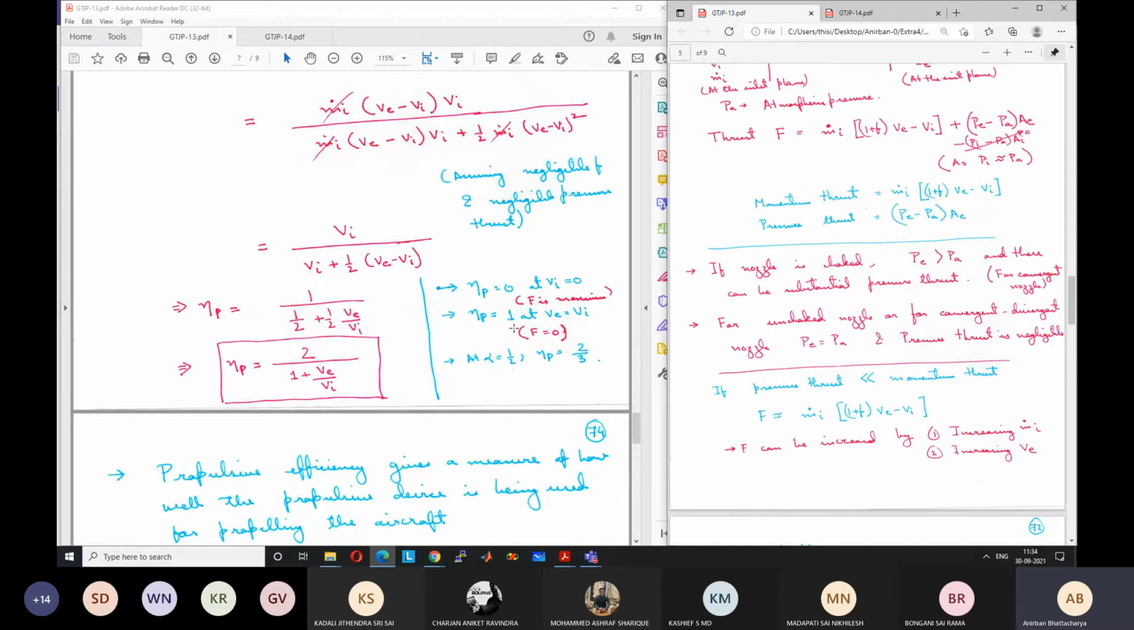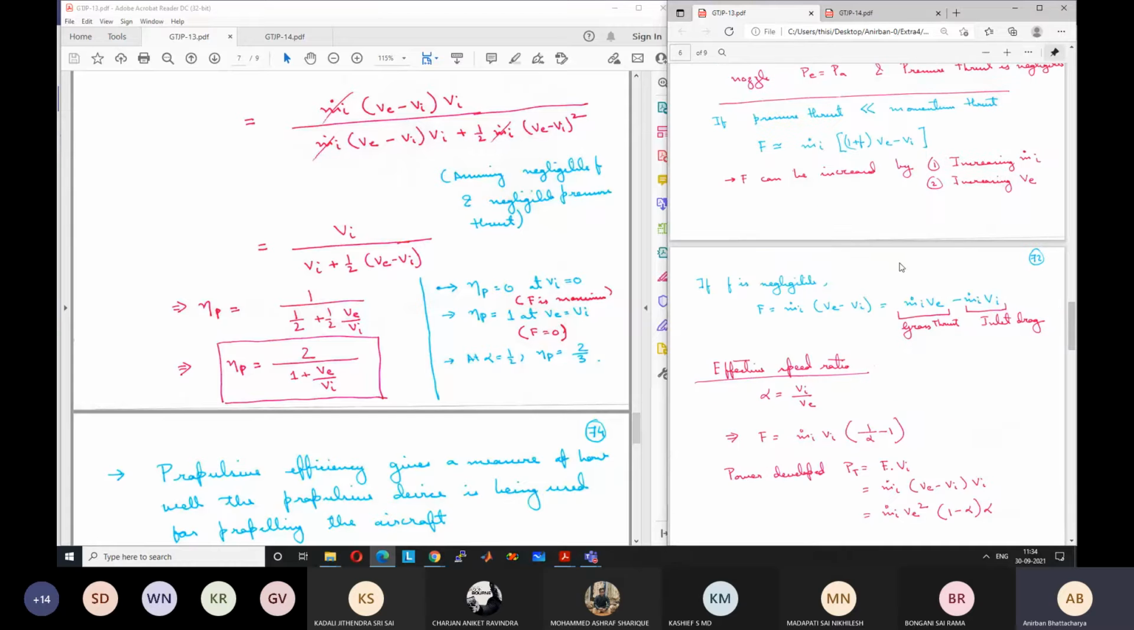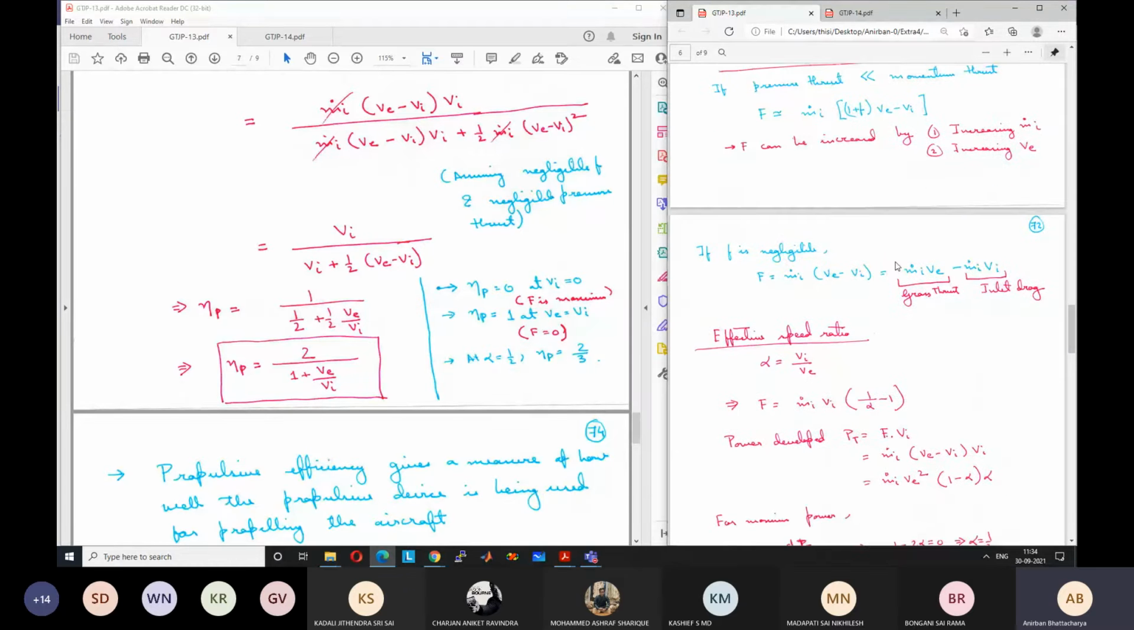Propulsive efficiency is equal to 1, highest, when V is equal to Vi. So when V is equal to Vi, this V by Vi is 1. So 2 by (1 plus 1), which is equal to 1. But at that condition, when V is equal to Vi, the thrust is negligible. If we ignore the fuel flow rate, thrust is equal to 0. So again, we cannot operate at that condition, although the propulsive efficiency is highest, the thrust is 0.